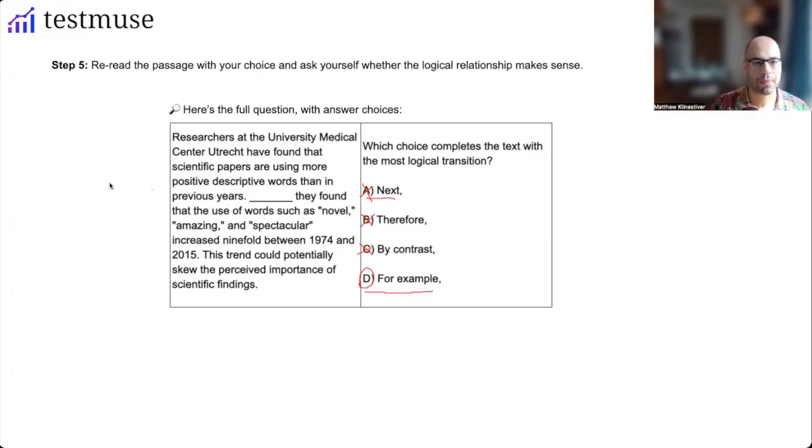So now I'll read it. Researchers at the University Medical Center Utrecht have found that scientific papers are using more positive descriptive words than in previous years. For example, they found that the use of words such as novel, amazing, and spectacular increased ninefold between 1974 and 2015. So now I've reread it with my selected answer choice there. It sounds good to me, and it does make logical sense.